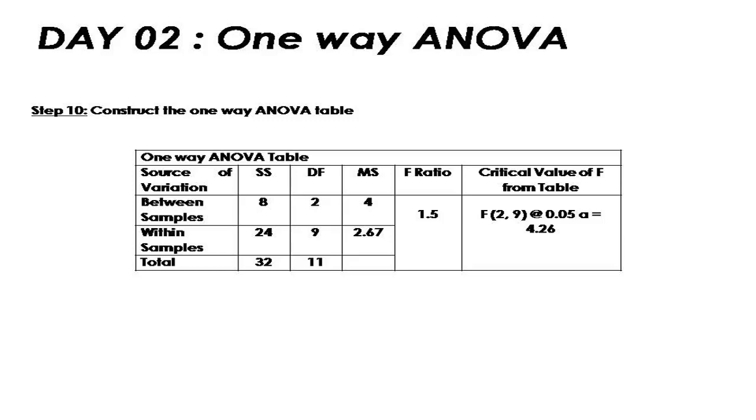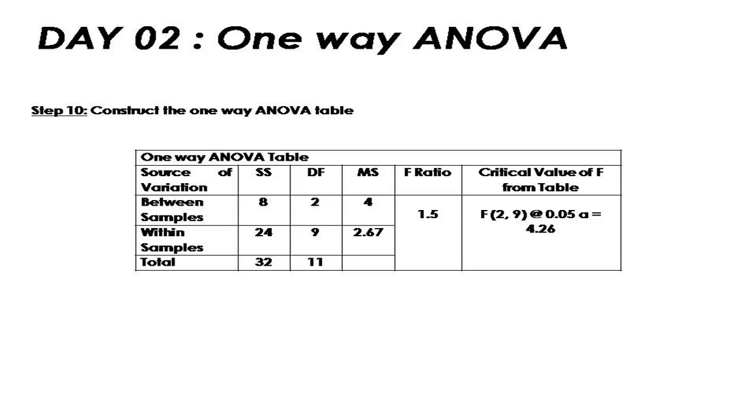So we have put all the values which we have computed in the previous steps in the blank columns of the one-way ANOVA table, and the F ratio is equal to 1.5. The critical value we have taken from the F table. Why is it the F table? Because when we compute ANOVA, we assume that it follows the F distribution.